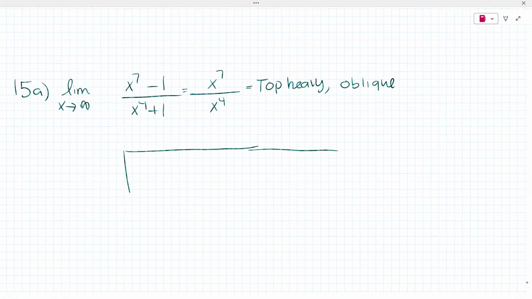The denominator goes outside, so it's going to be x^4 plus 1. The numerator goes inside the box. We are missing several powers. We're missing powers 6, 5, 4, 3, 2. Right? So what we're going to do is replace those powers with 0. So it's x^7 plus 0x^6 plus 0x^5, 0x^4.